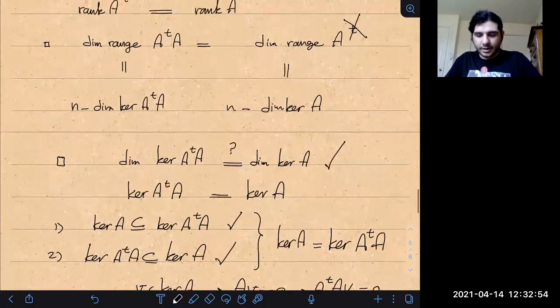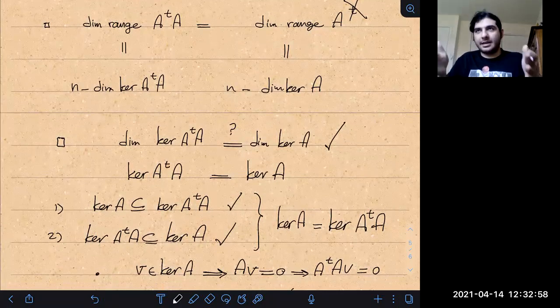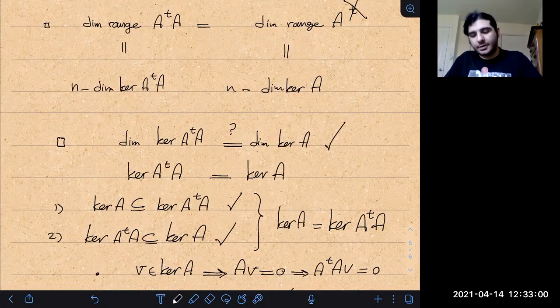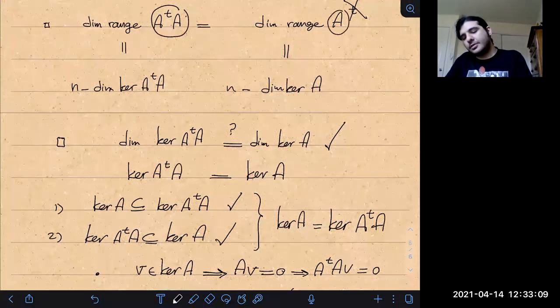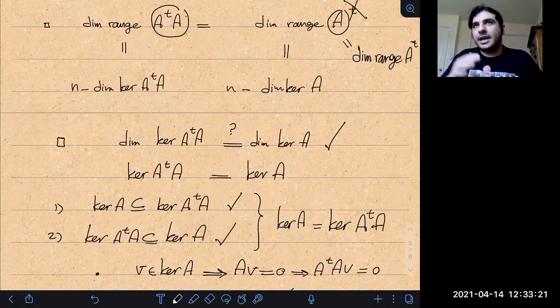If their dimensions are equal, therefore, by the rank-nullity theorem, the dimensions of their ranges on both sides are equal. So the dimension of the range of A transpose A is equal to the dimension of the range of A. But on the other hand, we know the dimension of the range of A is equal to the dimension of the range of A transpose. So the dimension of the range of A transpose A is equal to the dimension of the range of A transpose.